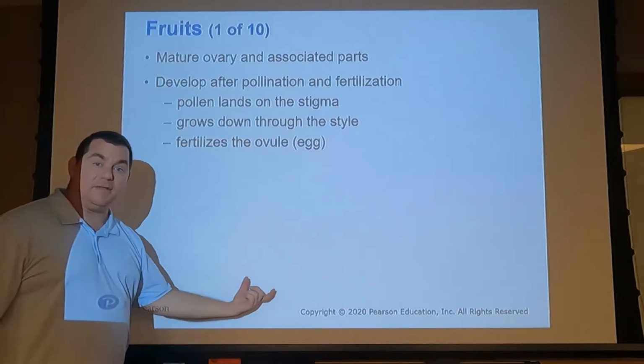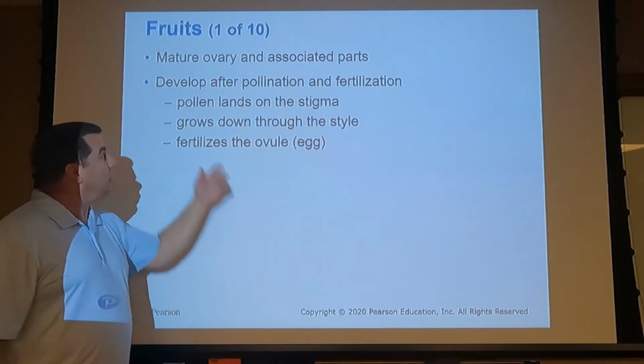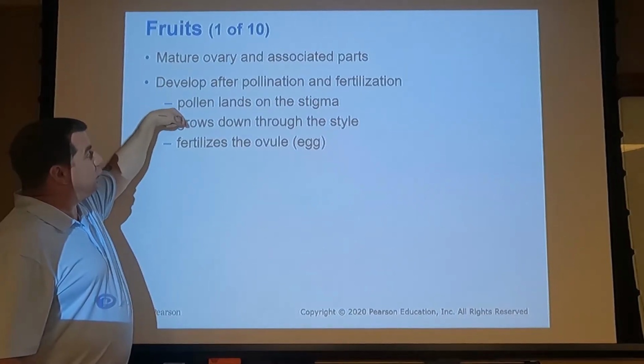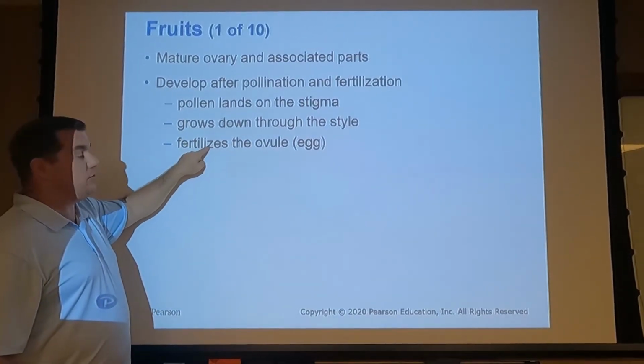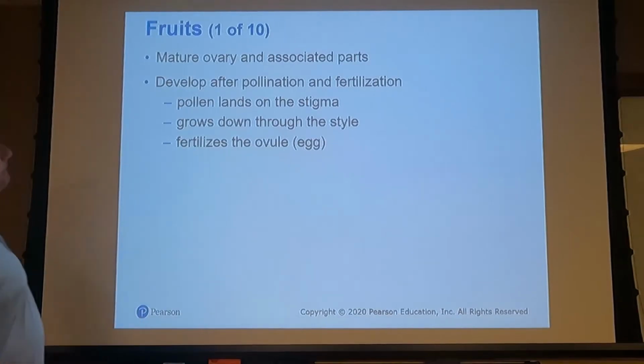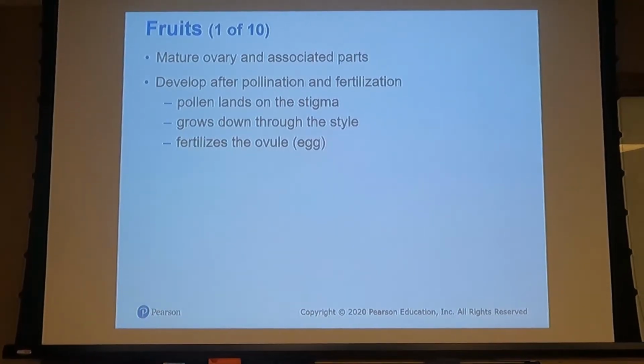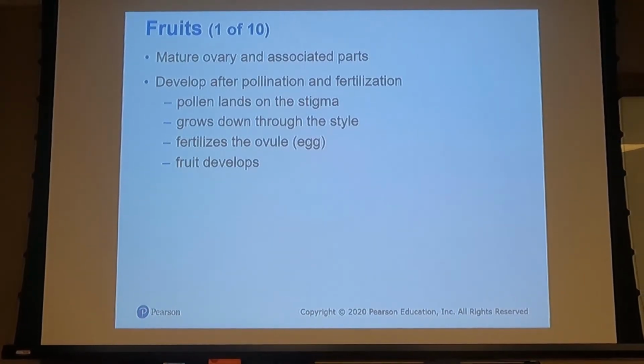So at the bottom in the ovary, that is going, so it lands on the stigma, grows down through the style into the ovary. And then finally, the fruit begins to develop.